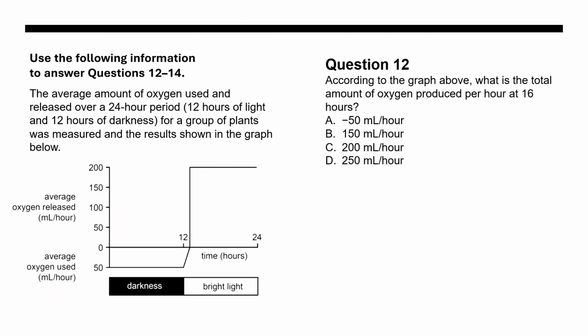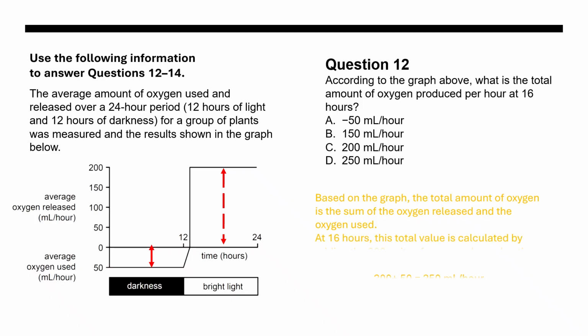Based on the graph, the total amount of oxygen is the sum of the oxygen released and the oxygen used. At 16 hours, this total value is calculated by adding the 200 units of oxygen released to the 50 units of oxygen used.